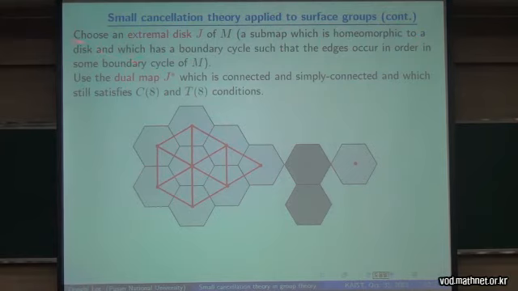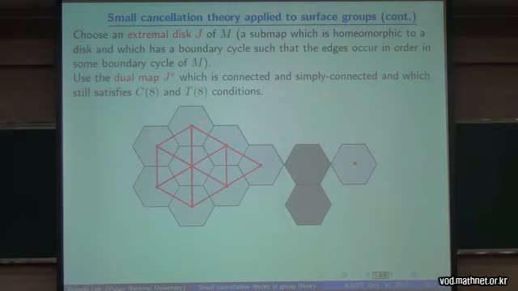So actually, we have to choose an extremal disk J of M. By an extremal disk, we mean a submap which is homeomorphic to a disk, and which has a boundary cycle such that the edges occur in order in some boundary cycle of the whole map. In this example, an extremal disk can be this left part and also this right part.